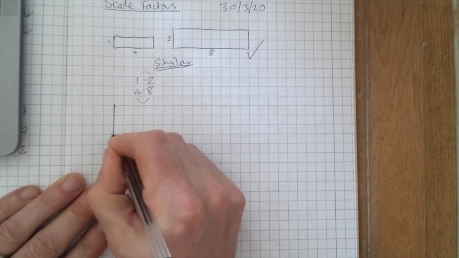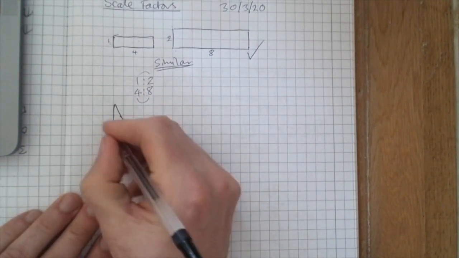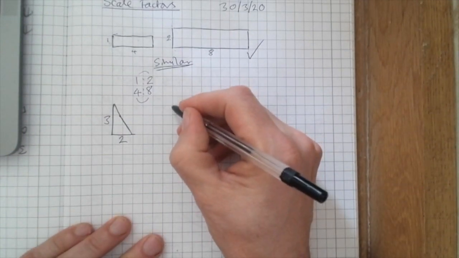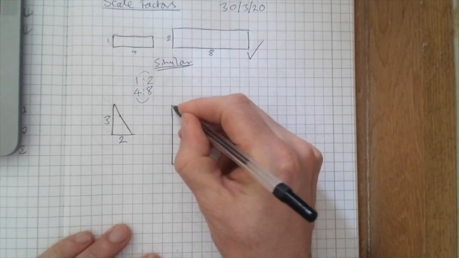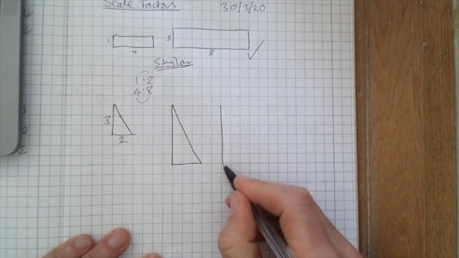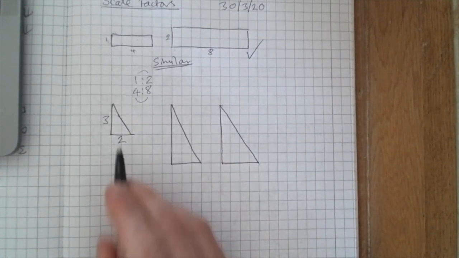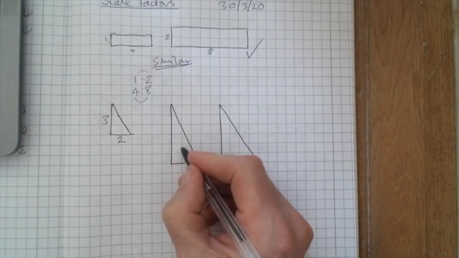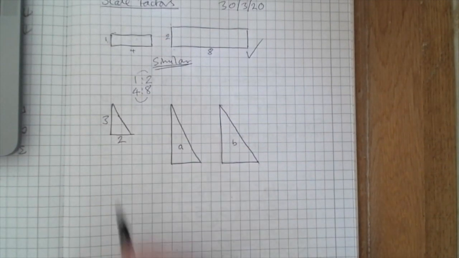I've now got a triangle that is 3 high and 2 along its base. I'm going to draw 2 triangles next to it, and I want you to think which one of those is similar and why. Okay, so 3 high and 2 wide. Which of these two, either triangle A or triangle B, is similar to this triangle?